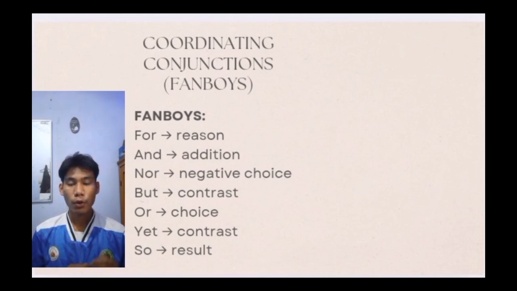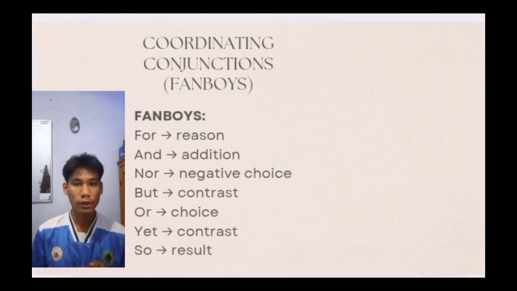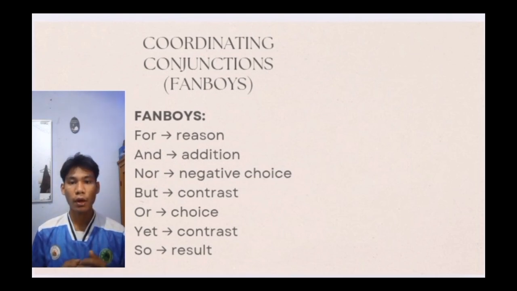Coordinating conjunctions, fanboys. The first connector is the coordinating conjunction, better known as fanboys. Fanboys include for, and, nor, but, or, yet, and so. These words are very simple and often used in daily conversation. We usually put a comma before fanboys when connecting two clauses.